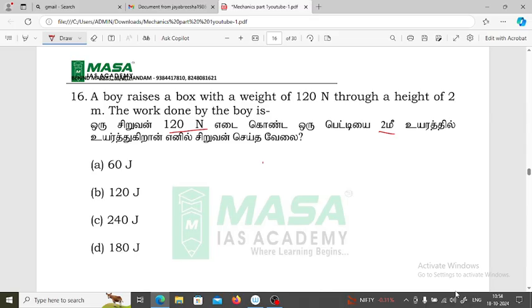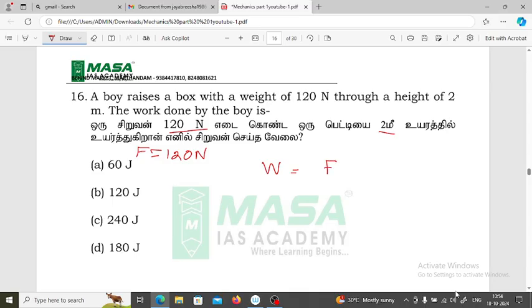So what is the work done formula? Work done is equal to force into displacement. Here, what are the given values? Force is given. F is equal to 120 Newton.